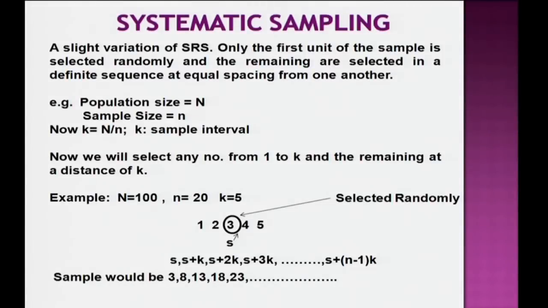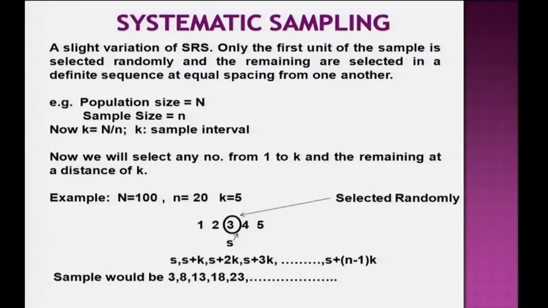For example, if we have a population size of 100, and we need to select a sample of 20 out of it, then k would be 100 by 20, which means 5, right. So, that would be a sample interval. So, there would be 20 such sample intervals of size 5 each, because our population size is 100.